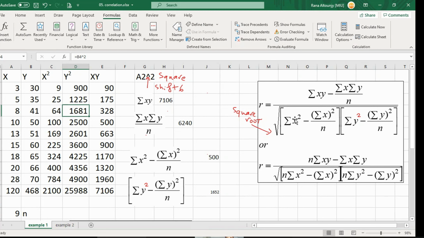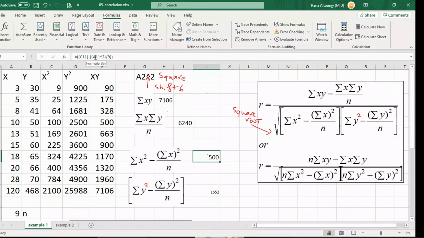Let's go for the first part. Sum of x squared. So this is the x squared. This is the sum of it. Minus square of sum of x. This is sum of x. We will take the square of it. Divide on n. How do we do this one? If you notice, I already put here C11. C11 is sum of x squared.